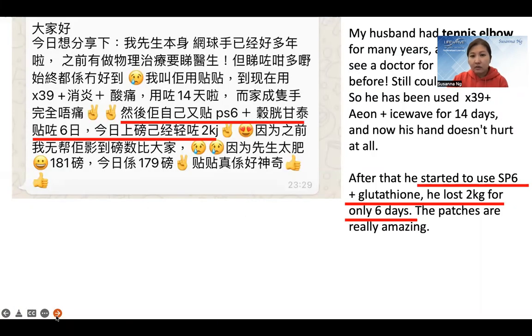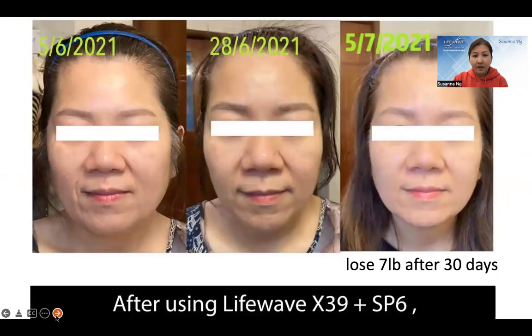And this one is using SP6 for 6 days, and he is using glutathione and SP6, and within a week he lost 2 kg, in only 6 days. And this one lost 7 pounds within 30 days.